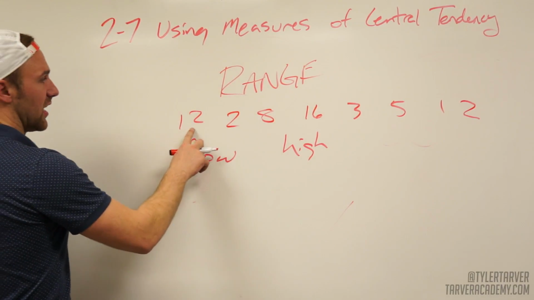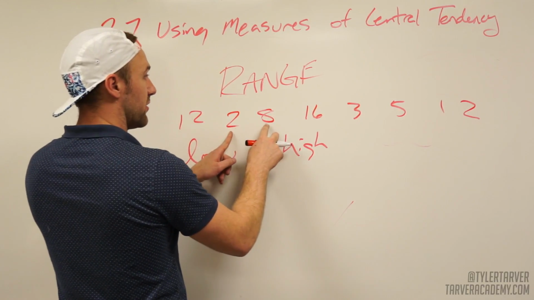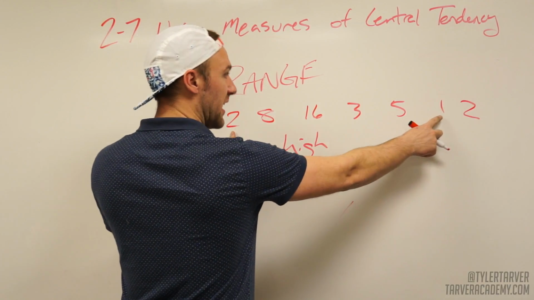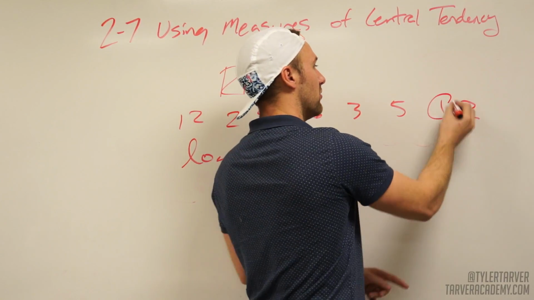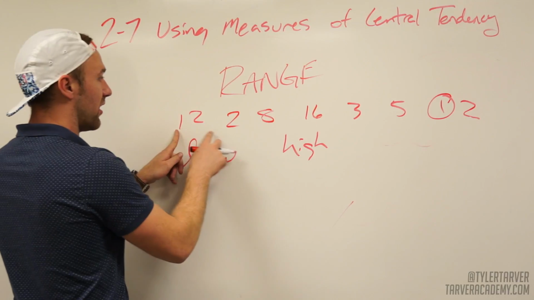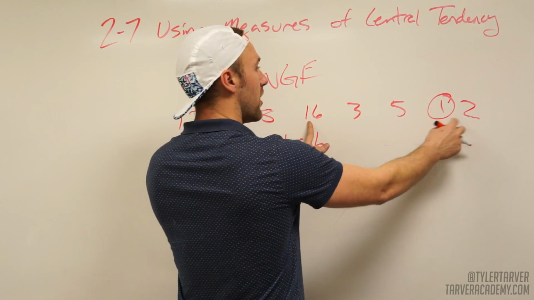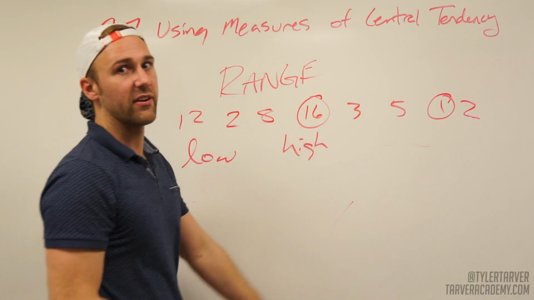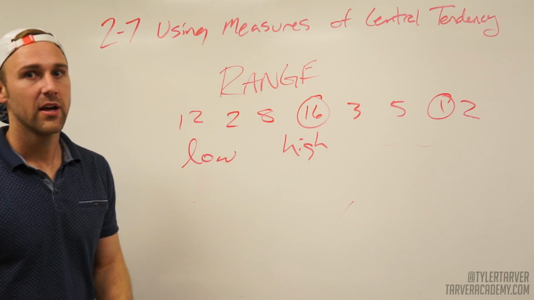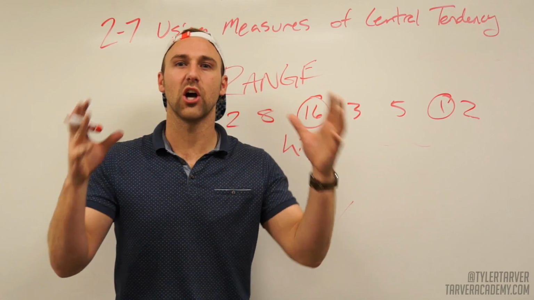Let's find the lowest. Let's go over 12. Anything lower than 12? 2 is. Anything lower than 2? No. Yes? No. So 1 is our lowest. And now let's find our highest. 12. Anything bigger than 12? No. Yes. Anything bigger than 16? No. So 16. So I want to find the range from 16 to 1. Now there's a couple ways to do this. Here's the scope of it.